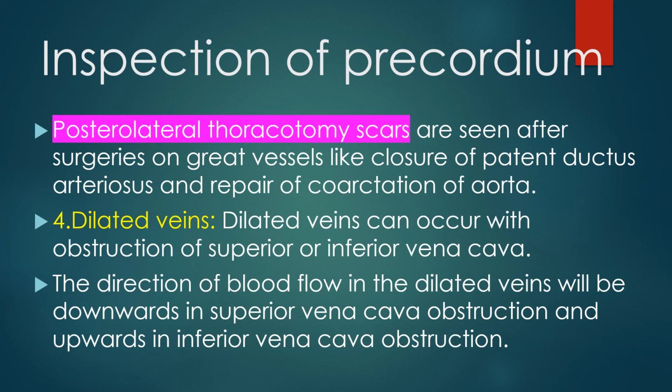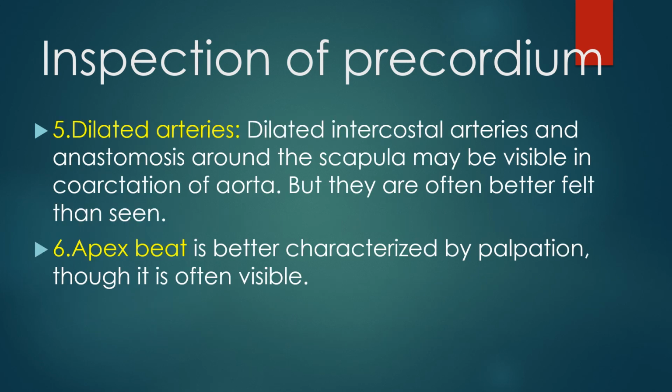Dilated veins can occur with obstruction of superior or inferior vena cava. Direction of blood flow in the dilated veins will be downwards in superior vena cava obstruction and upwards in inferior vena cava obstruction. Fifth, dilated arteries. Dilated intercostal arteries and anastomosis around the scapula may be visible in coarctation of aorta, but they are often better felt than seen. Apex beat is better characterized by palpation, though it is often visible.